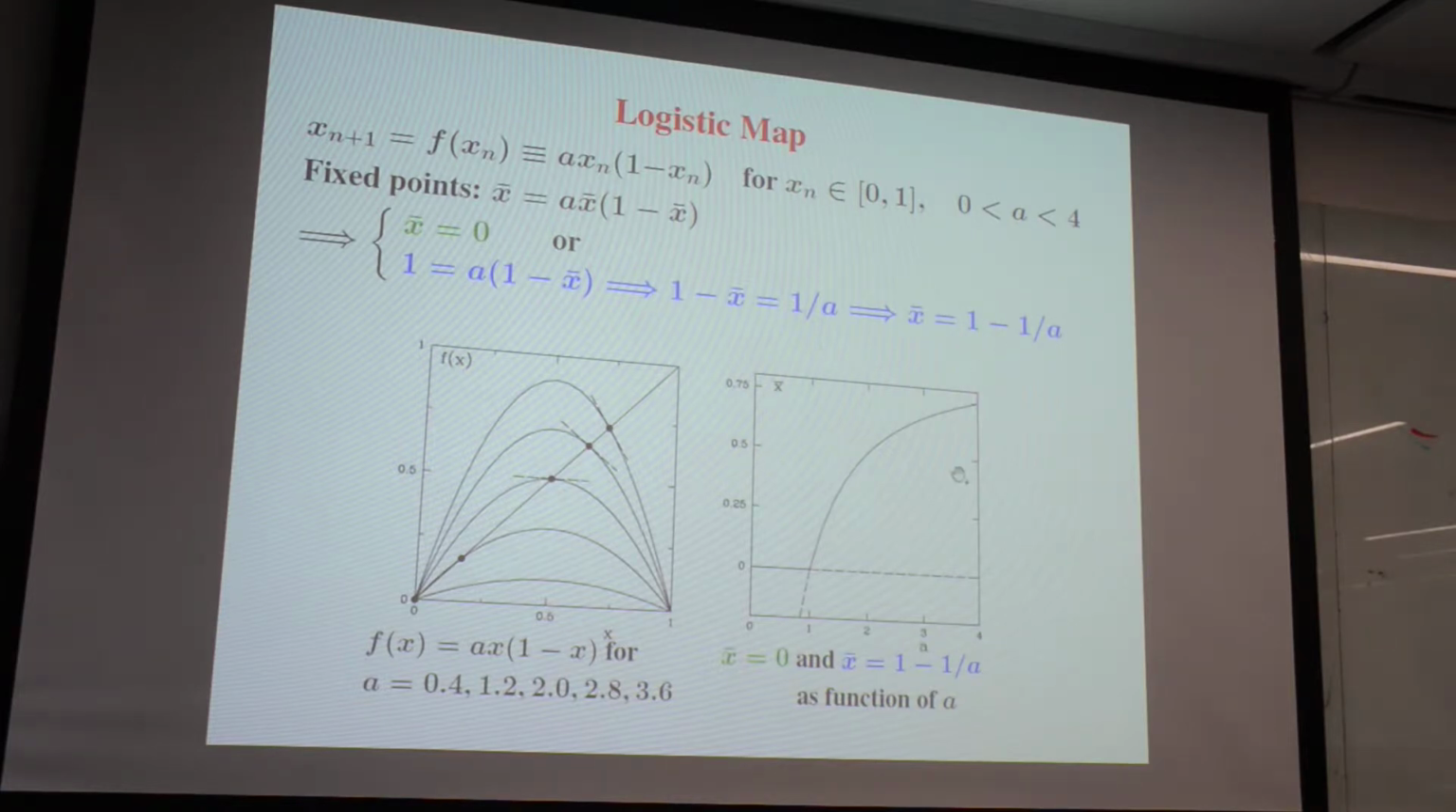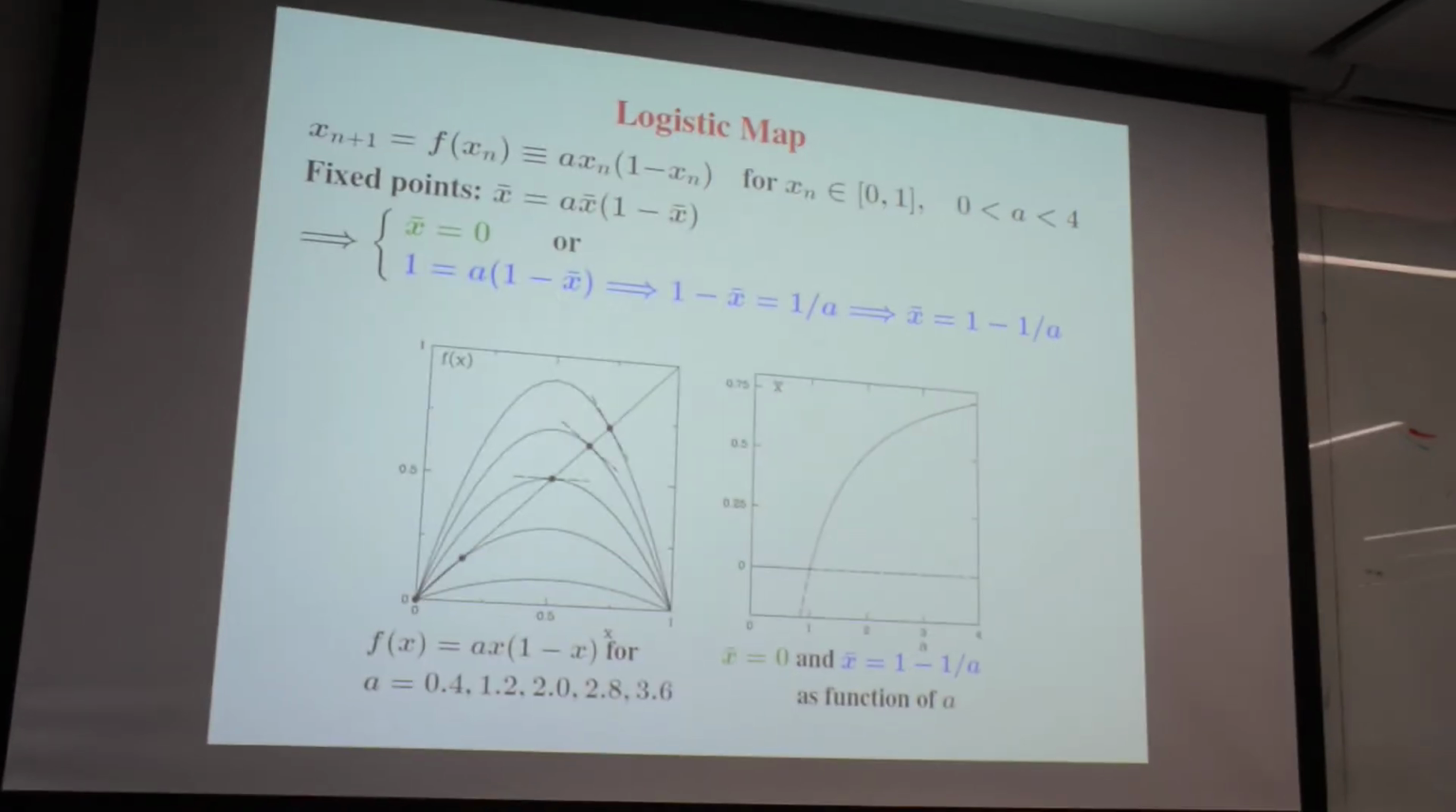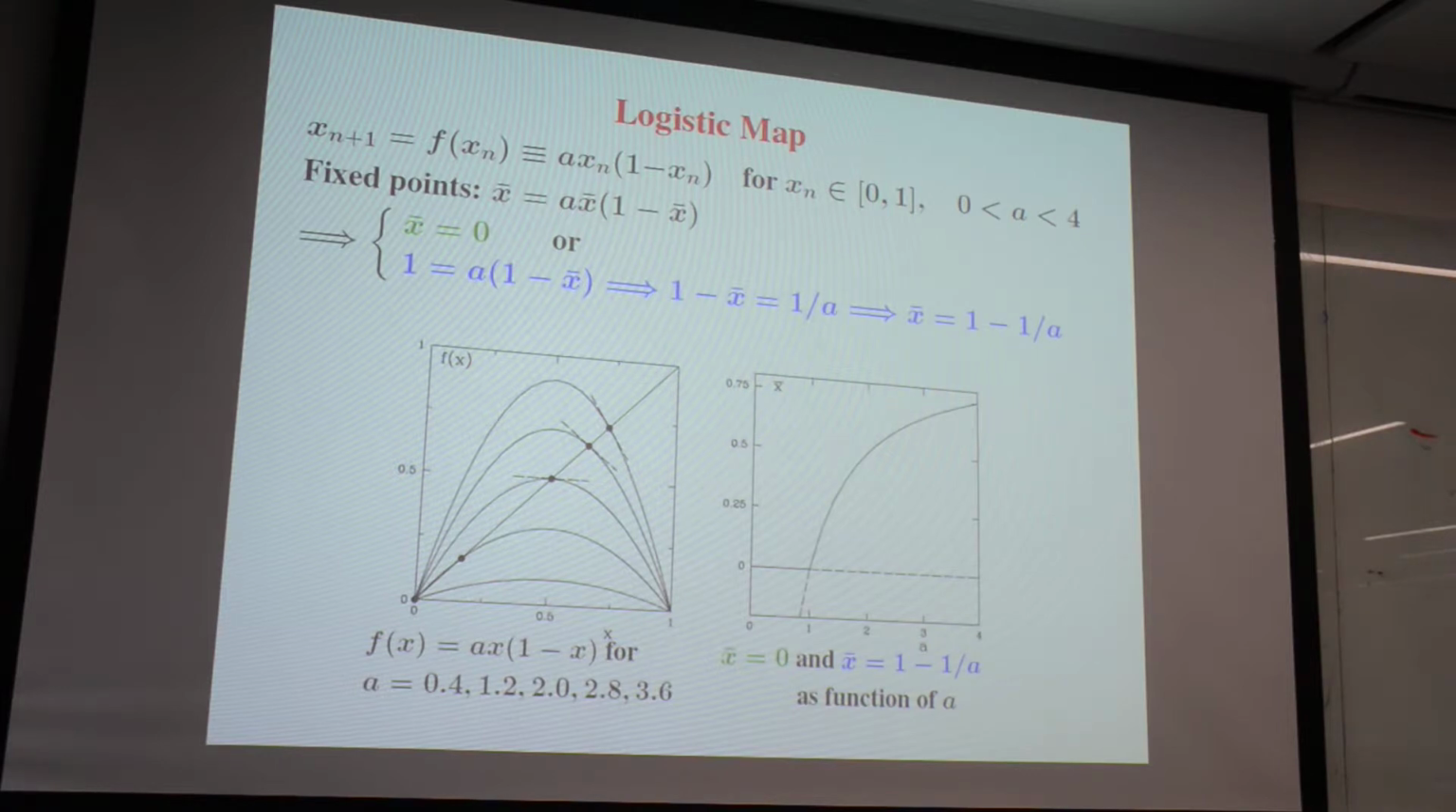Okay, yes? Just curious, what's the physical meaning of this A? For example, what if it's in population? What is A? It's the reproduction rate. How many baby rabbits each rabbit has.